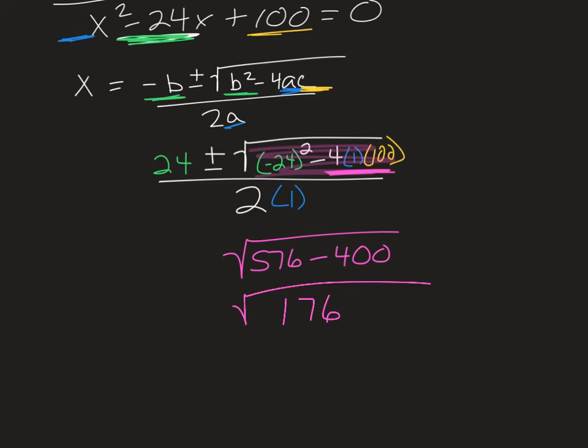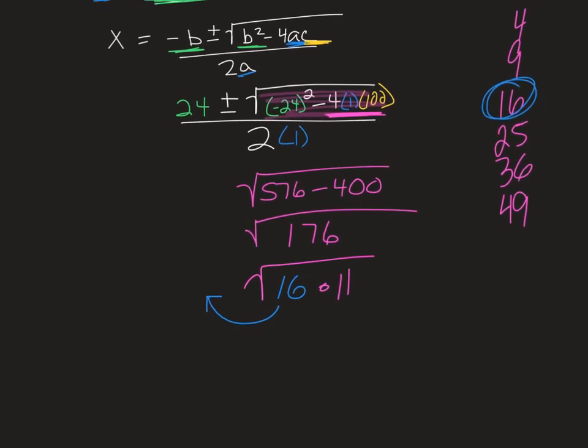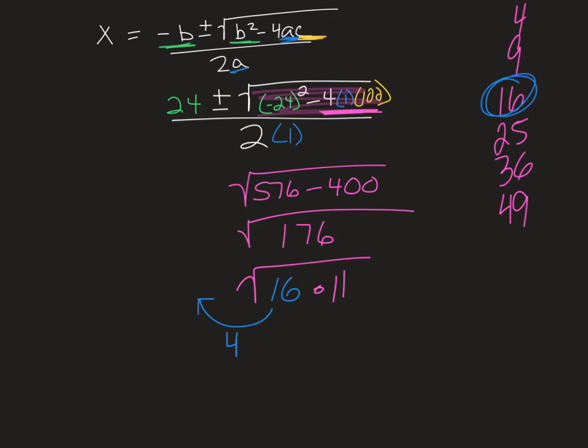So I'm going to have to take some extra time to figure out what perfect squares I can factor out of it. So I'm going to make myself a list of my perfect squares. And by doing a little work in here, I see that I can factor it into 16 times 11. So if I take the square root of that 16, which is going to be 4, the simplified version of this radical is 4 radical 11.